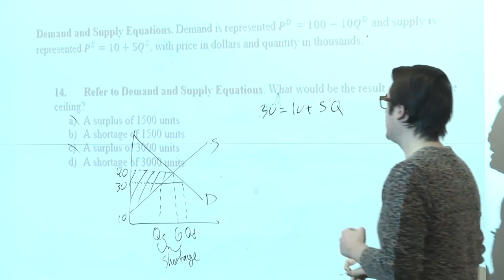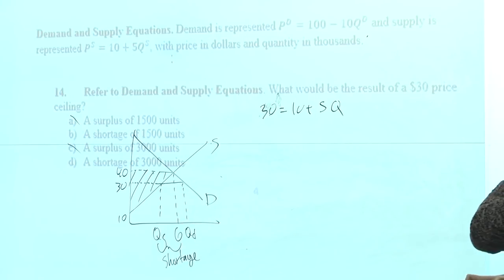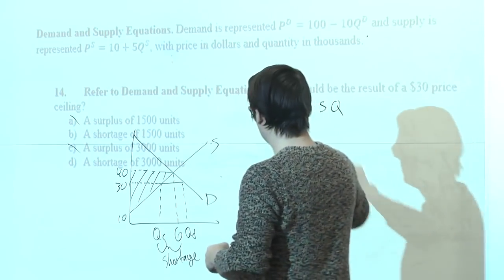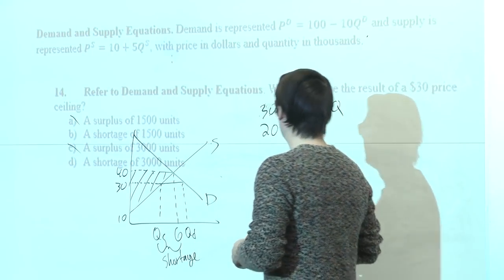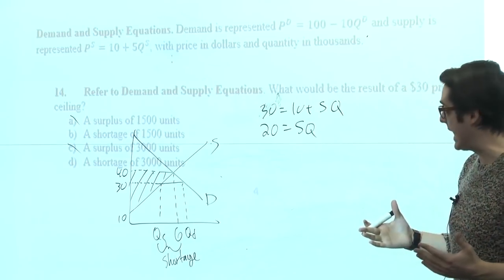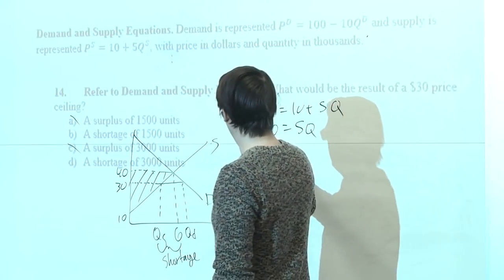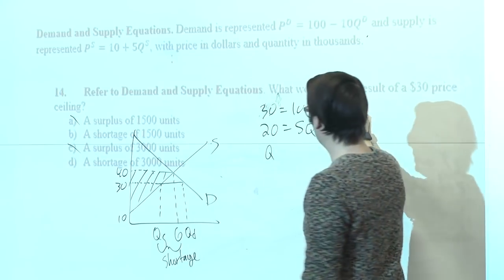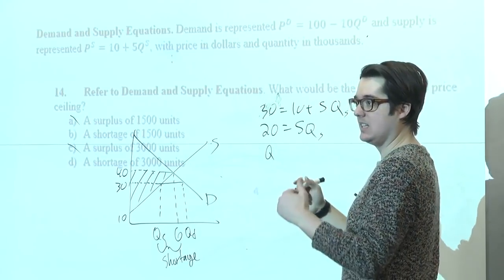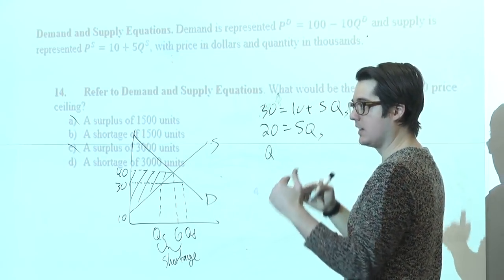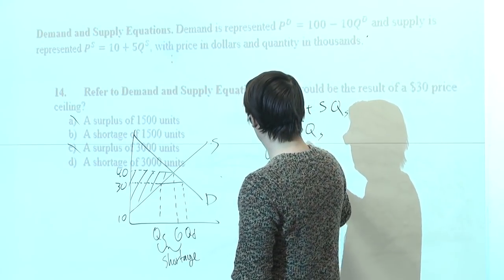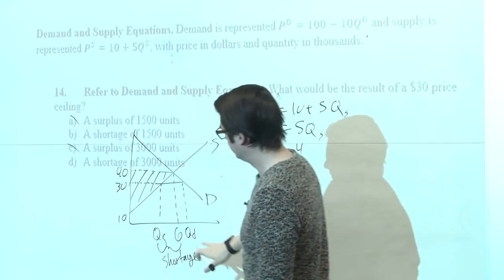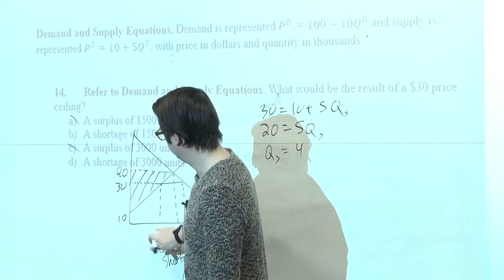Okay, so we plug in the price, and we get 30 equals 10 plus 5Q. Subtract 10 from both sides, we get 20 equals 5Q. Divide both sides by 5, and we get, sorry, I'm going to put in QS here, because it's not an equilibrium, so we can't say quantity supplied equals quantity demanded. Our quantity supplied is going to equal 4. Okay, so I'll put this in here.